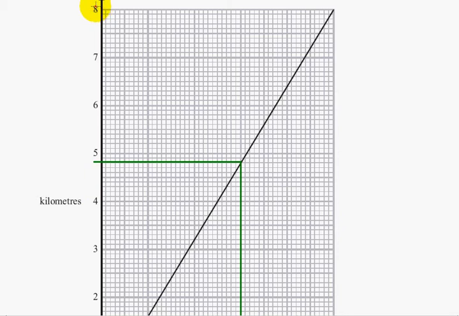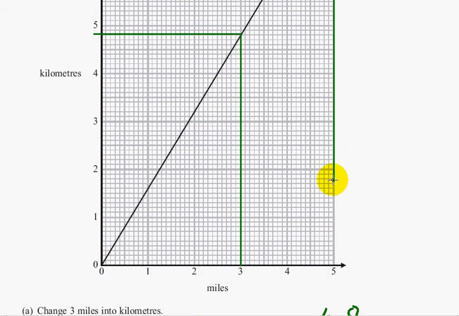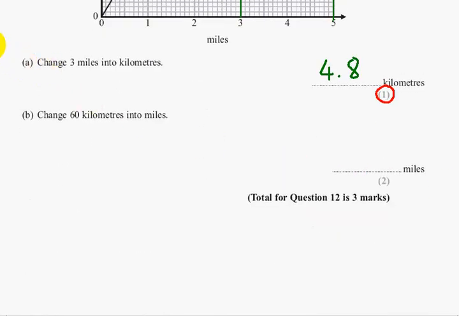Now the graph doesn't go up to 60 kilometers, it only goes up to 8. But we can tell from the graph that 8 kilometers is 5 miles. So let me write that down first of all. So 8 kilometers is equal to 5 miles, as miles are bigger than kilometers.